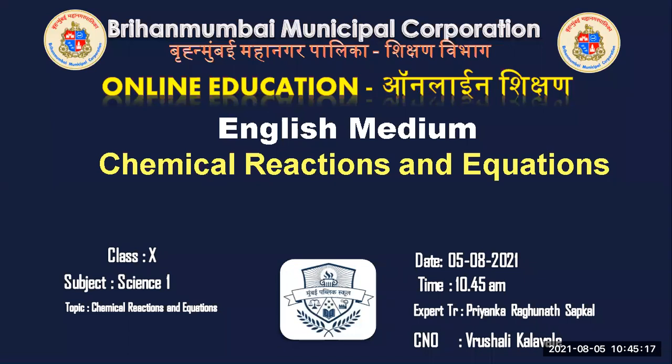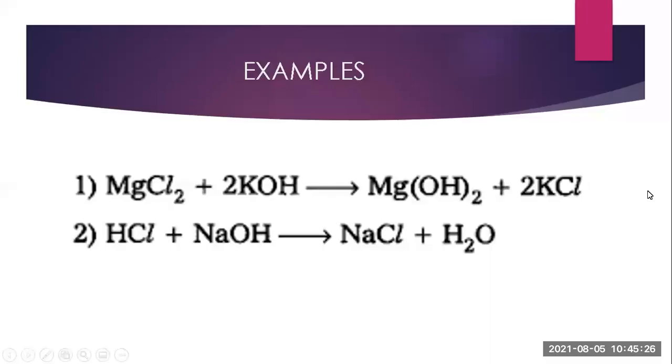So students, today we are going to continue with our topic of chemical reactions and equations. Yesterday, students, we studied the 4 types of reactions. First one was the combination reaction. Second one was the decomposition reaction. Third one was the displacement, and in displacement, we studied single displacement reaction and double displacement reaction. And so today we are going to study the oxidation and reduction reaction.